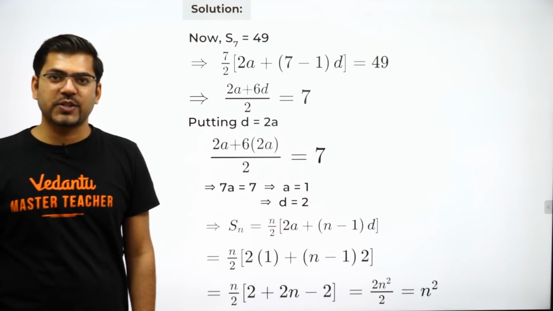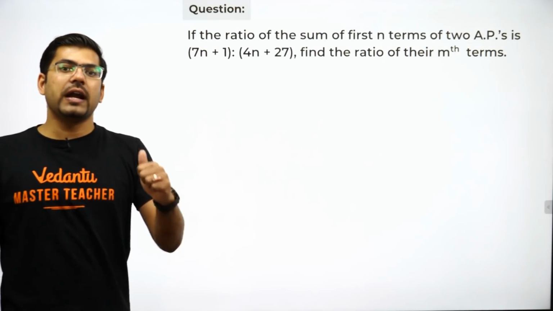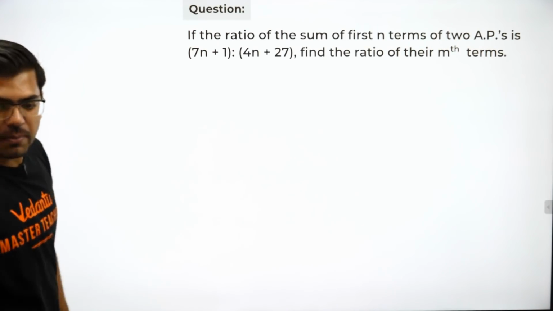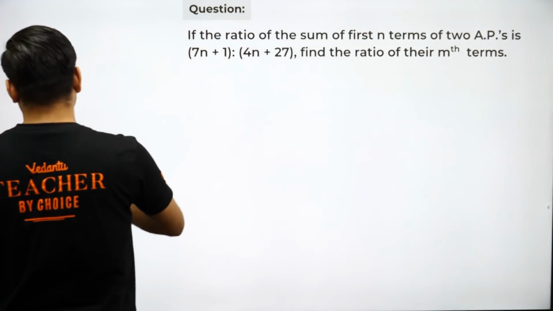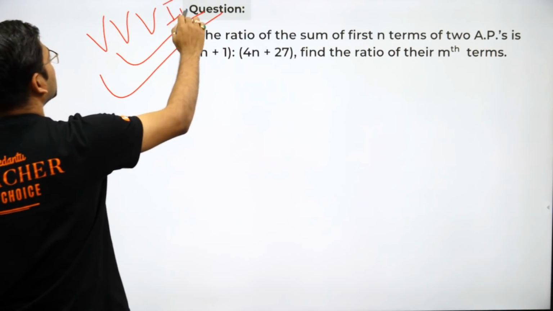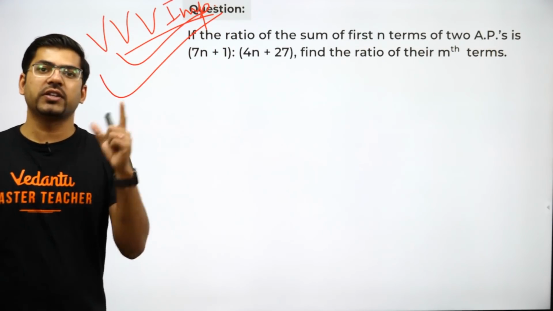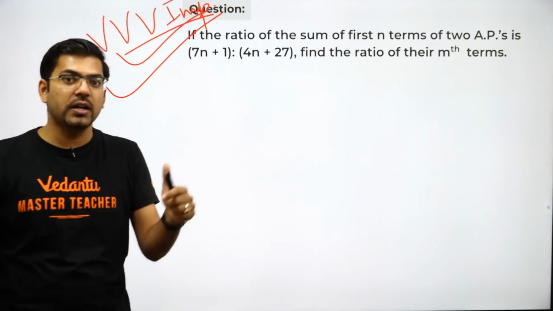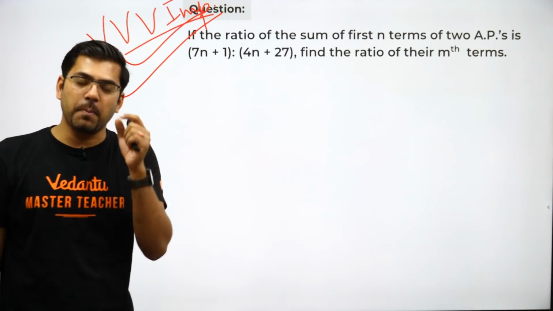Now let's get to the next question. Here comes the next question. If the ratio of the sum of first n terms of two APs, guys, let me tell you, this question is very, very, very important. I'll write it down here. And I'm saying it with full confidence that this year, this question is going to come. So please keep this in your mind, you must not lose this question. It is a tricky one and it is an important one.